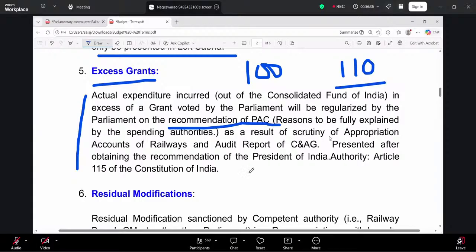Then it is presented for obtaining the recommendation of the President of India. Then it is presented to the Parliament. Once Parliament has passed it, it is called excess grant. The authority is Article 115, a very important examination point.